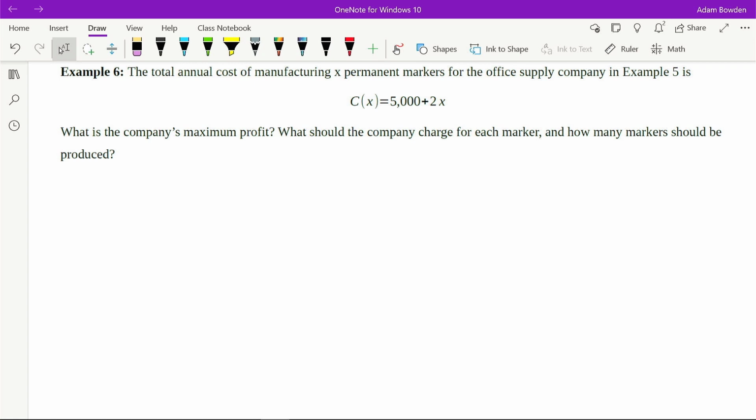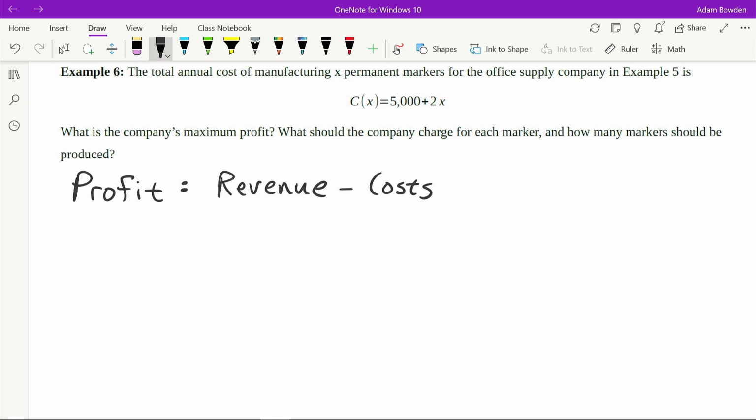This next example is going to take us a step further from the last one by incorporating costs, so we can also talk about profit. And so they give us the cost function here, and we need to create the profit function from this information. Again, profit is created by taking revenue and subtracting the costs away from it.